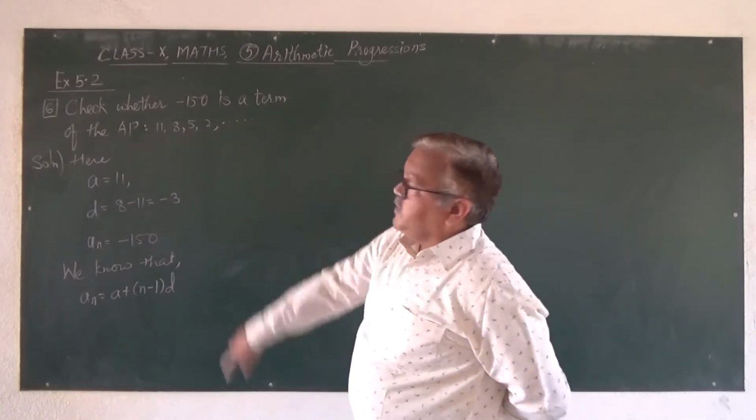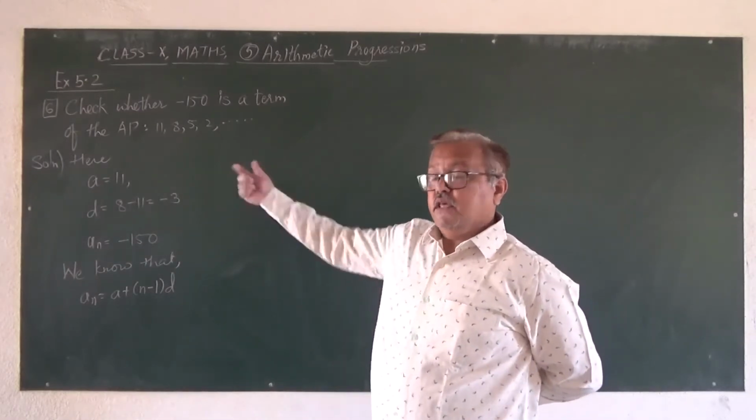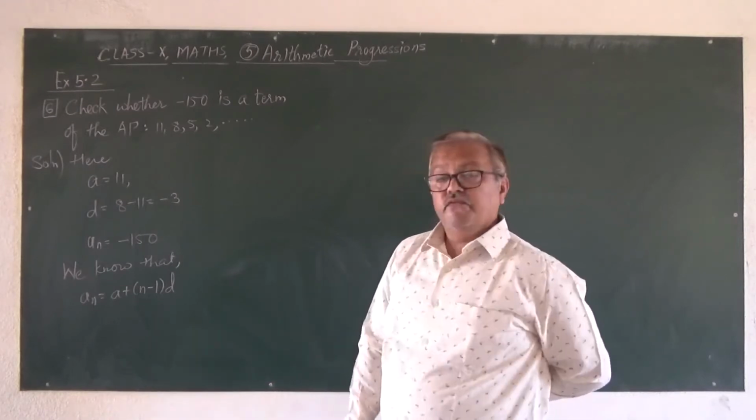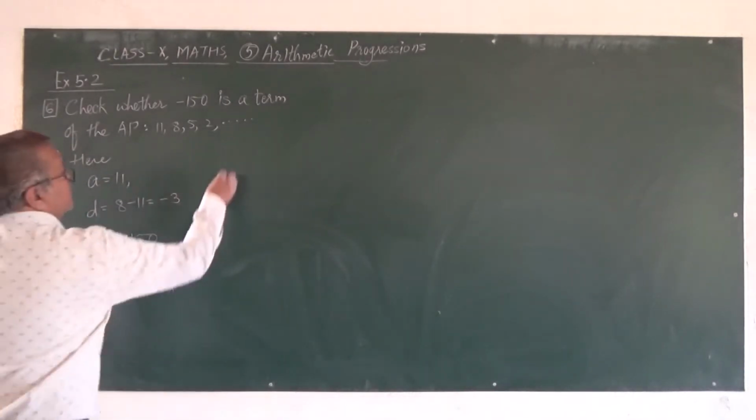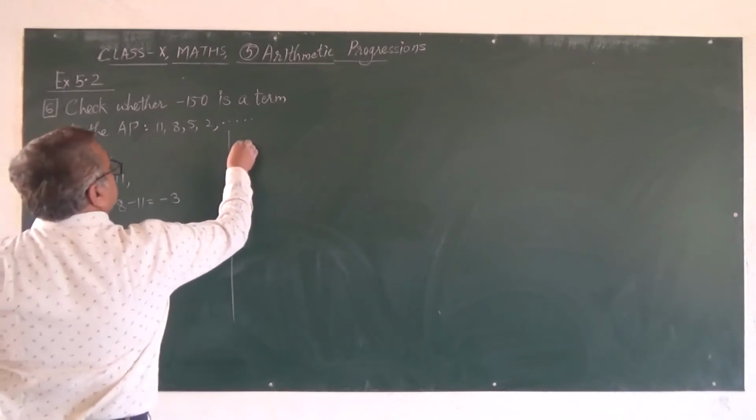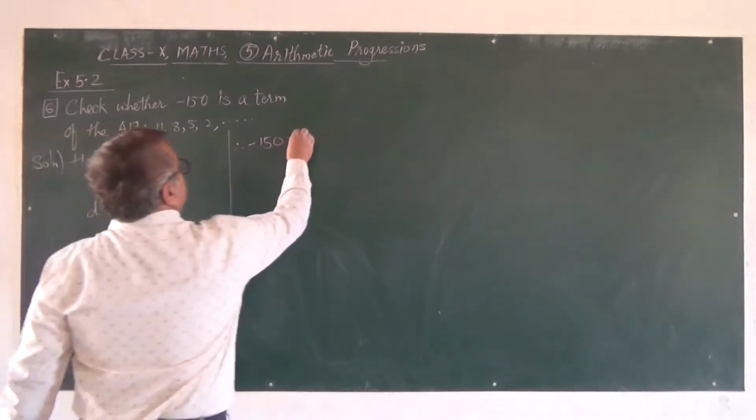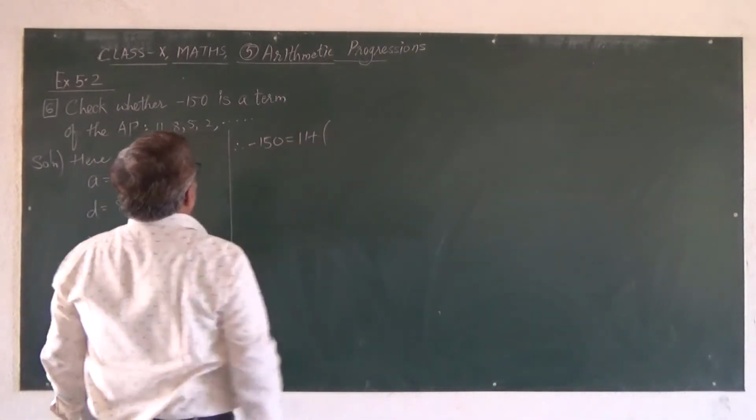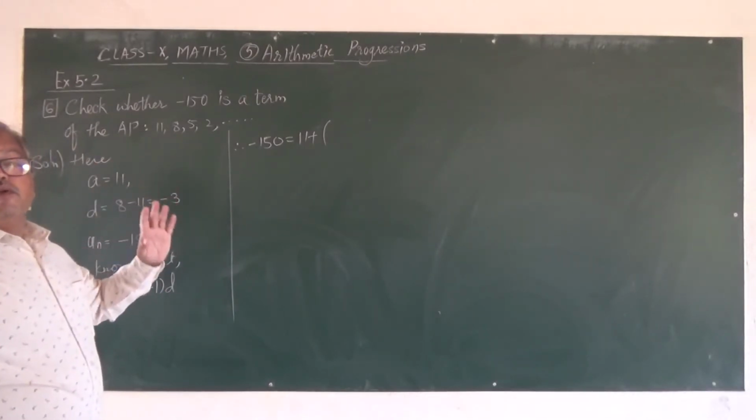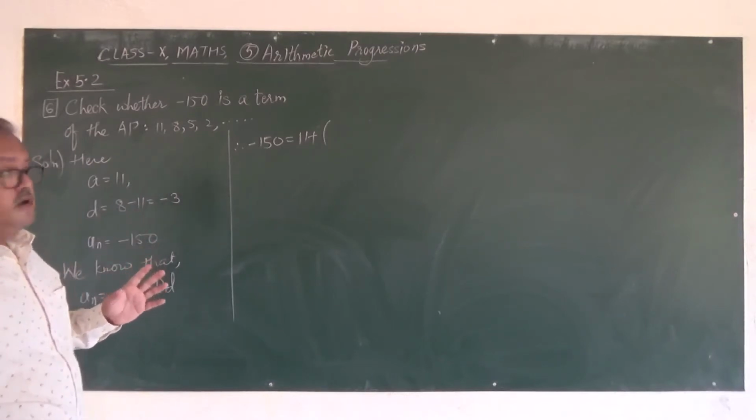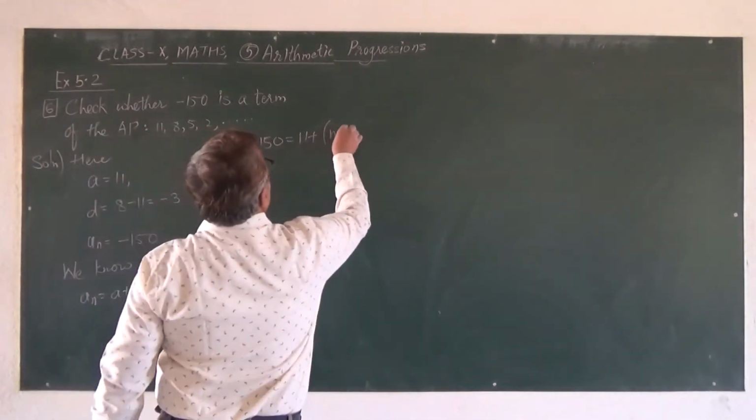And check whether minus 150 is a term. So for that purpose we will have to consider minus 150 as our last term of this AP. So we have considered an is minus 150, nth term. So we know that an is equal to a plus n minus 1 into d. Okay. So therefore minus 150 is equal to a. A is 11, fine, plus how many terms are there? That we don't know. We have to calculate. So n. So value of n should always be a whole number. It should not be a fraction, or a negative. Let us see. n minus 1 into d.